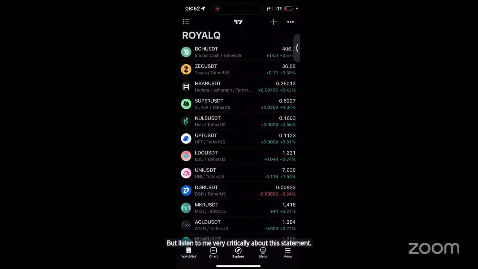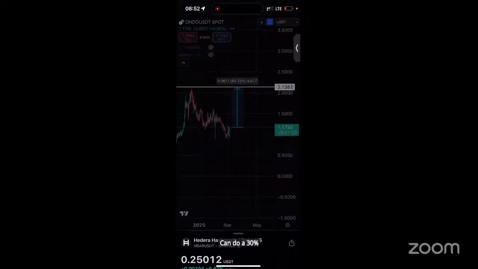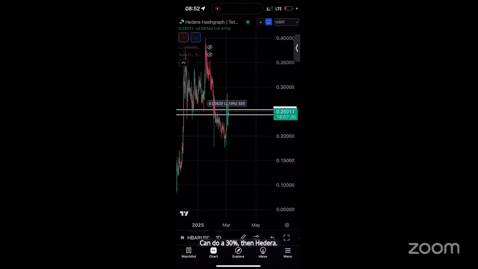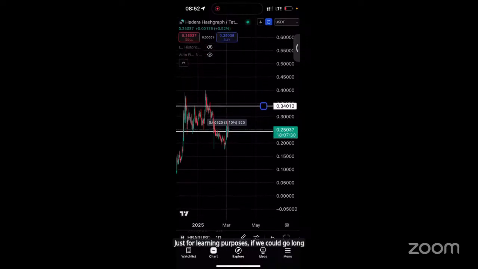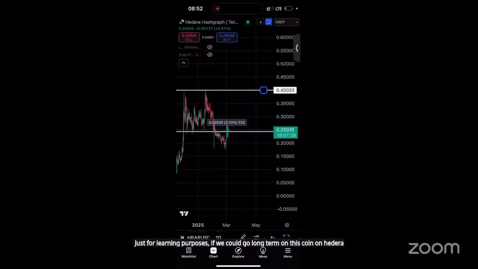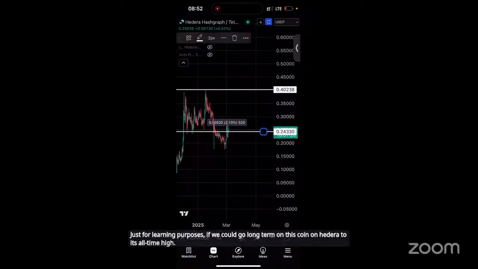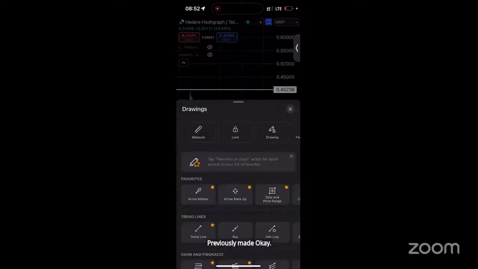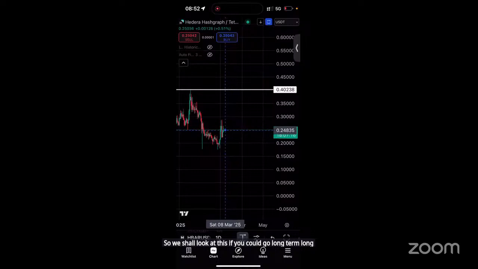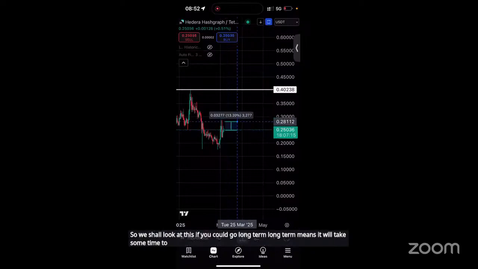When XRP can do a 30%, then Hedera can double that money, right? Just for learning purposes, if we could go long term on this coin on Hedera to its all-time high previously made, okay? So we shall look at this. If you could go long term, it means it will take some time to break this high. The minimum by the rise could give you a 15%.